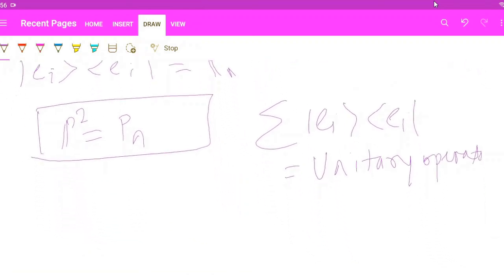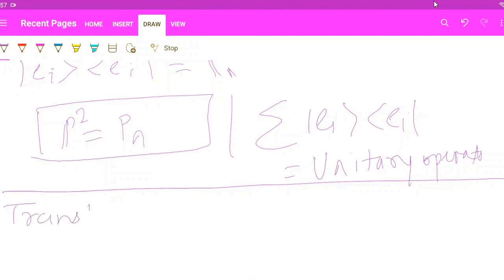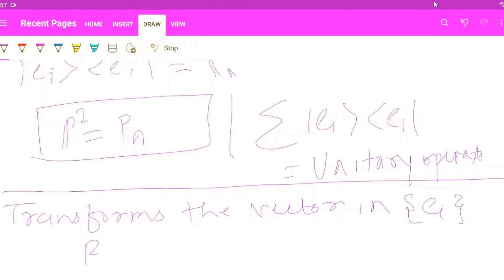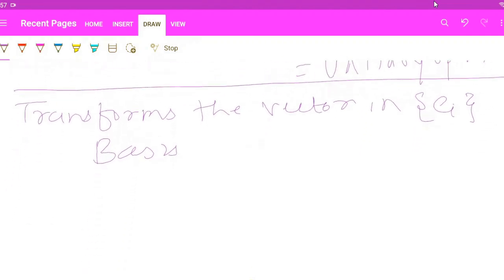What is the importance of this unitary operator? It transforms the vector in the ei basis. Is it clear to you?